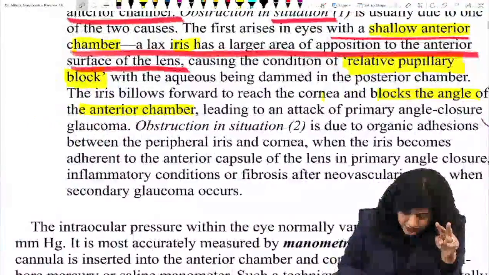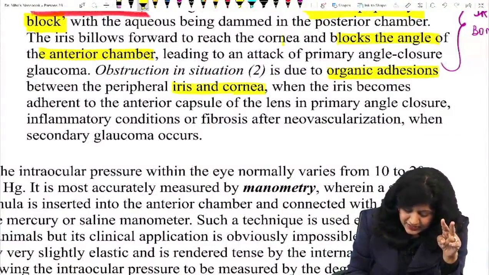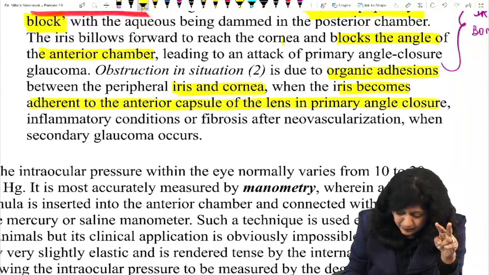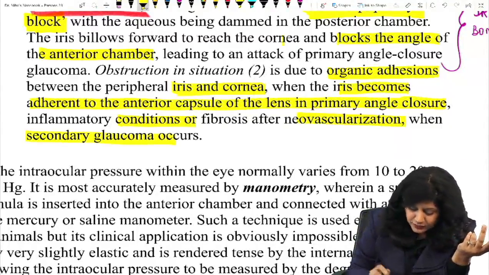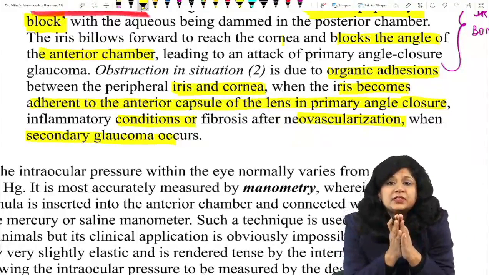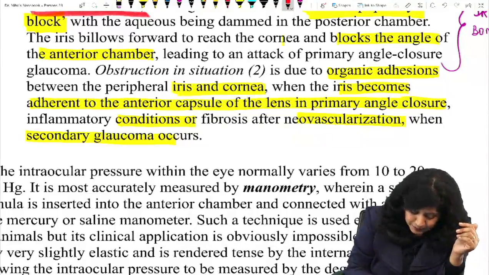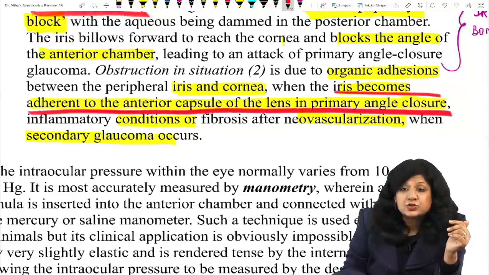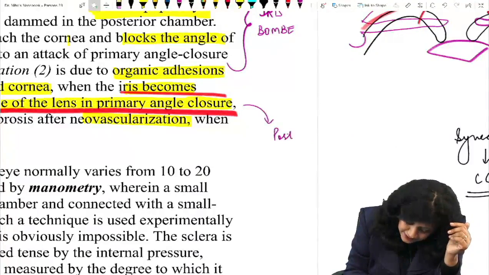Okay, so they are saying that if there are adhesions, we can also have organic adhesions between the iris and cornea, where the iris becomes adherent to the anterior capsule of the lens in primary angle closure glaucoma, inflammatory conditions, neovascularization, and you can have the development of secondary glaucoma. So you can have the adhesions. They are talking about both the anterior synechiae as well as the posterior synechiae. They are saying that the iris becomes adherent to the anterior capsule of the lens. So in this condition, they are talking about the posterior synechiae.